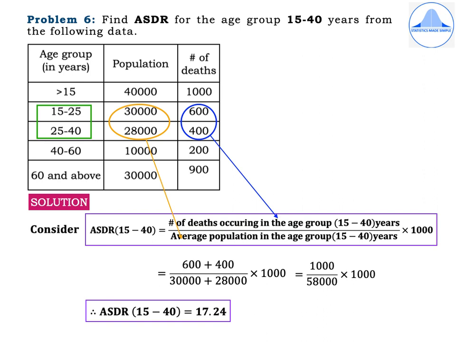Now in the numerator, you have to add the deaths in both the age groups, that is for 15 to 25 and 25 to 40, which is 600 plus 400 divided by, now in the denominator you have to add the population for the two age groups, which is 30,000 plus 28,000 into 1000. So you get 1000 divided by 58,000 into 1000, or ASDR for the age group 15 to 40 years is equal to 17.24.